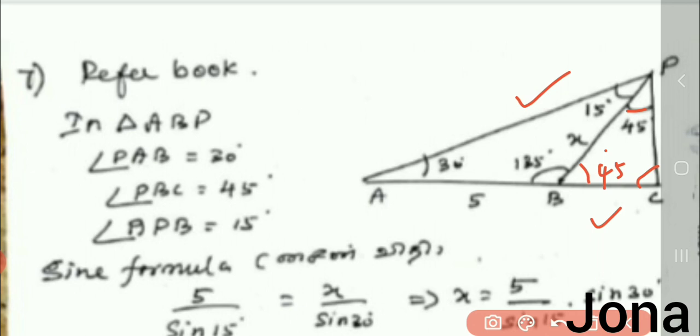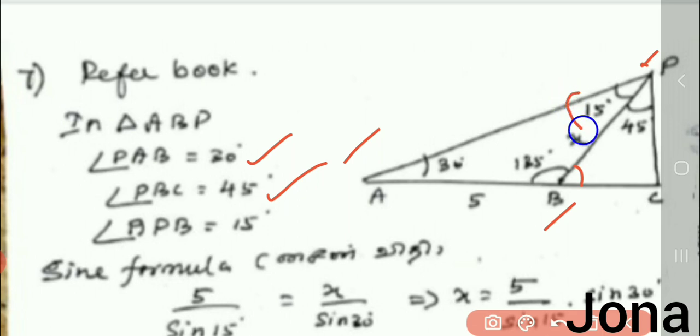Now, let me go for the problem here. From this triangle, we can take PAB. Angle PAB is 30 degrees, it's given. Angle PBC is also given as 45 degrees. This angle, 15 degrees, we found that. Angle APB is 15 degrees. From this I want to take the sine formula.